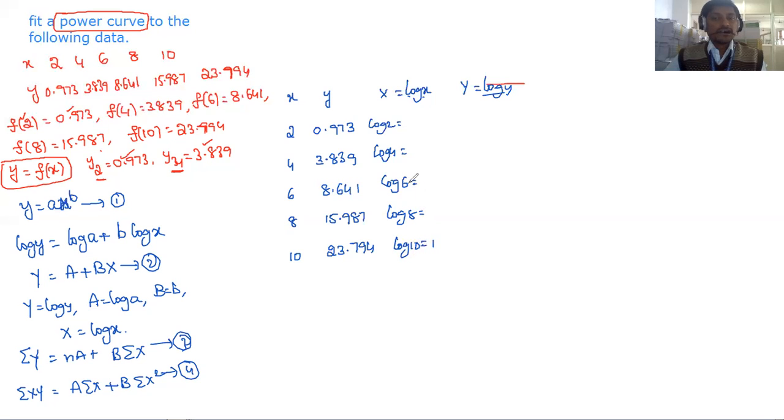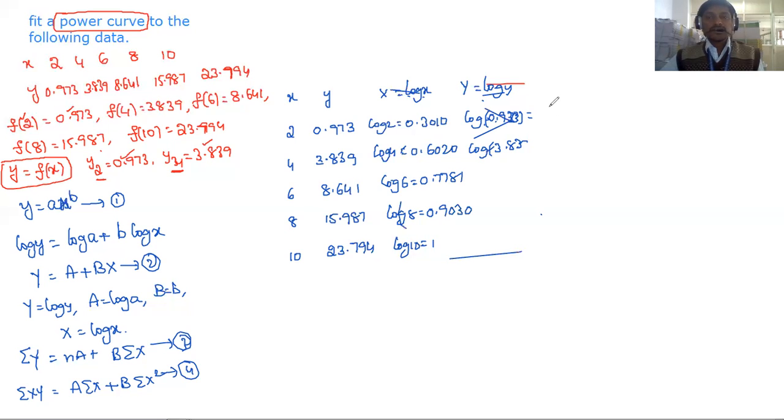So log 10 base 10 is 1. Log 2 is nothing but 0.3010, and next these are the values we can write: 0.6020, and this is 0.7781, and next one 0.9030 and finally 1. And here capital Y is log y, so here it is log 0.973, so this is the one. Okay, so next log 3.839. So like this we need to write the values.